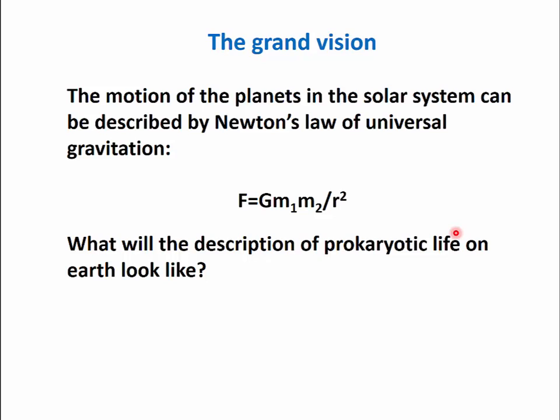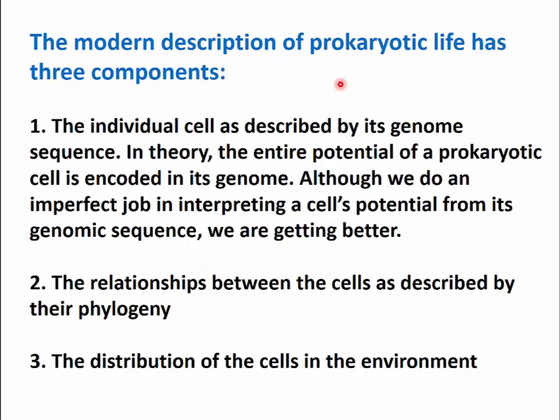And I say no, but I say it actually is going to look something like this. It'll have three major components. One is just the individual cell is described by the genome sequence. And in theory, the entire potential of the cell is in the genome. We just don't know how to read it. But we're making tremendous progress there. And so as we learn to read the sequence of the cell, of the genome, we'll learn what the cell really is. And in theory, we'll learn its entire potential.